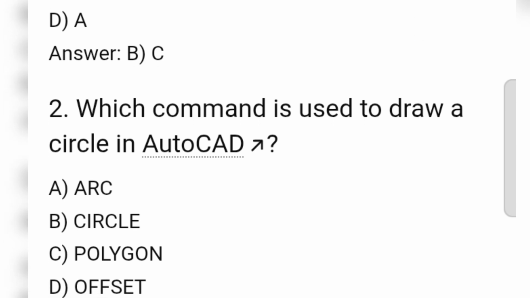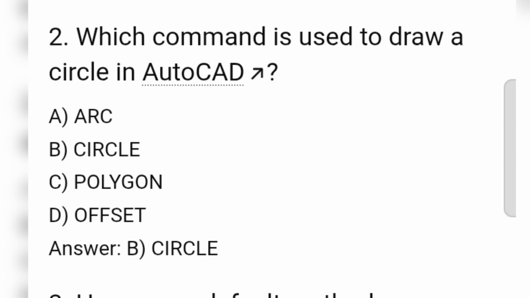Question number 2. Which command is used to draw a circle in AutoCAD? A. Arc, B. Circle, C. Polygon, D. Offset. Answer is B, Circle. In AutoCAD, we draw a circle by using the circle command.